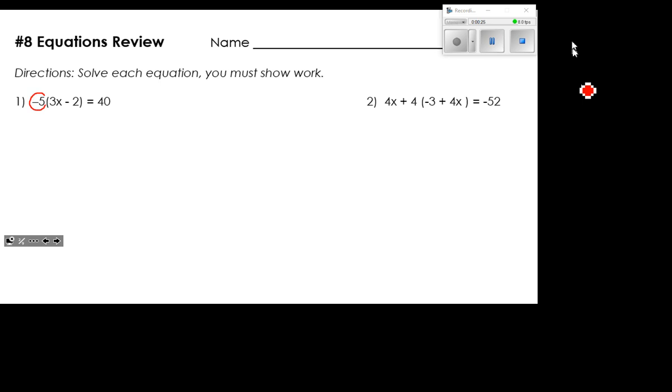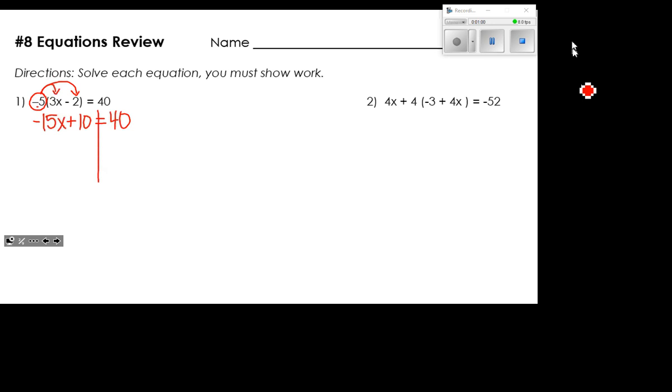So circle the number that we're distributing. And remember to always include the symbol that is in front. So we're going to distribute -5, and we have to distribute it to everything in the parentheses. So that means we're going to do -5 times 3x, which is -15x. -5 times the -2 is going to give us +10. And that will equal 40.